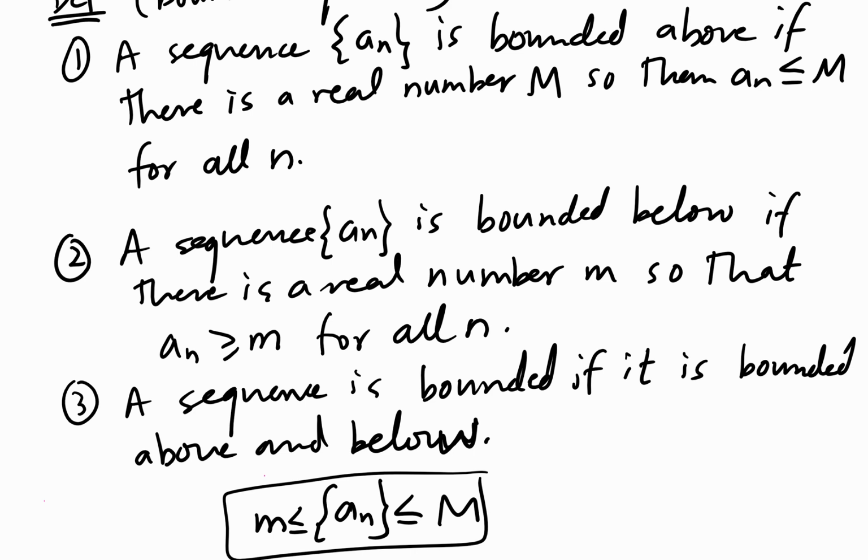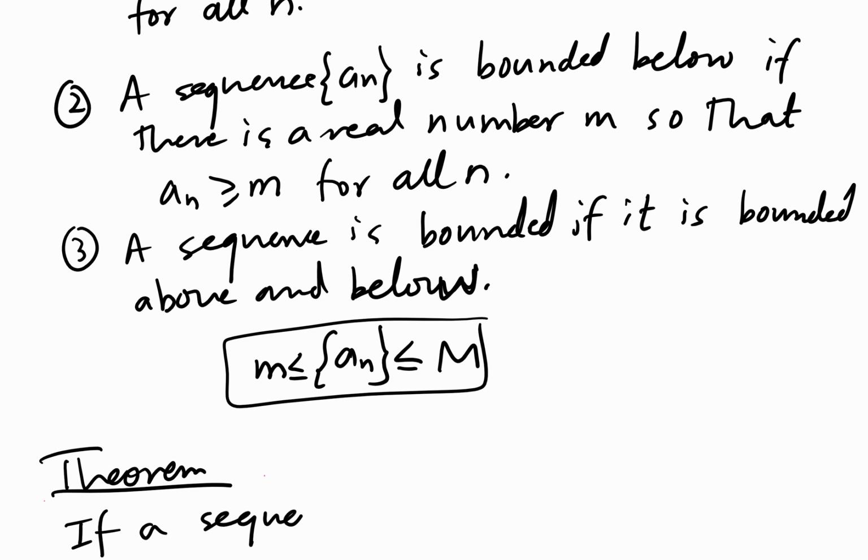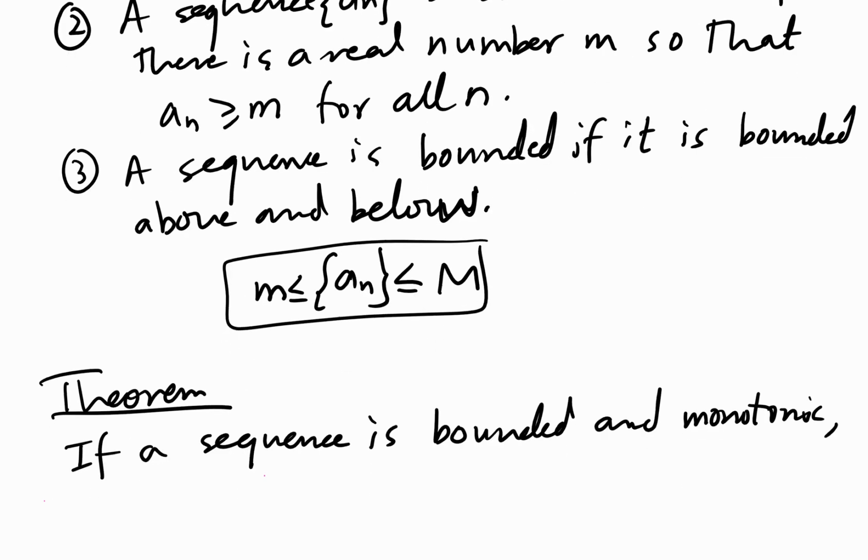So now, why do we need to know this? Well, that will motivate us to introduce a theorem. The theorem says if a sequence is bounded and monotonic, then it converges. So it has to be both bounded and monotonic in order for it to converge.